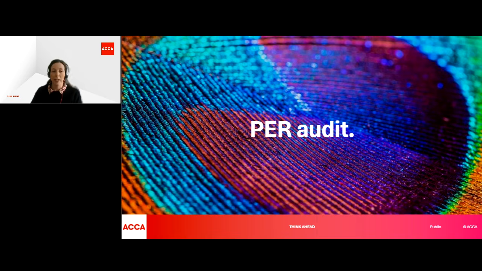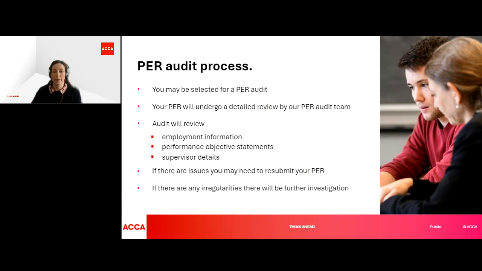When you apply for membership, your PER is assessed to confirm that you've met the requirements. You may be selected for an audit of your practical experience, and you may also be selected for a PER audit when you're in the process of achieving your PER or even after you become a member. If you are selected for a PER audit, then your application will be referred to the Professional Development PER Audit Team, and you'll be notified accordingly.